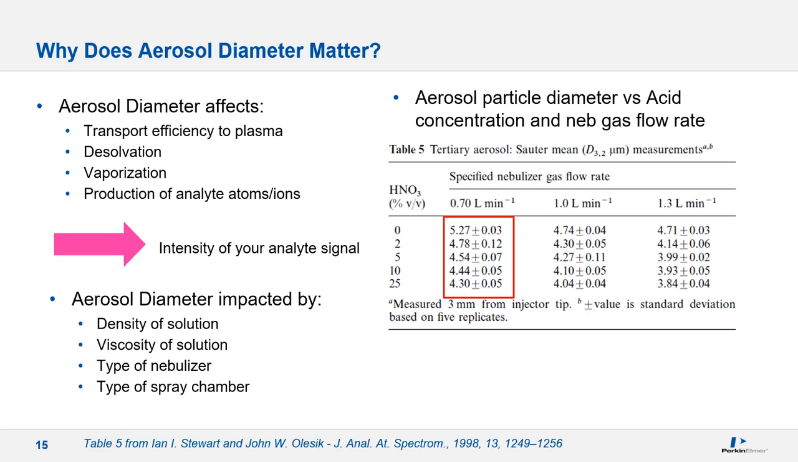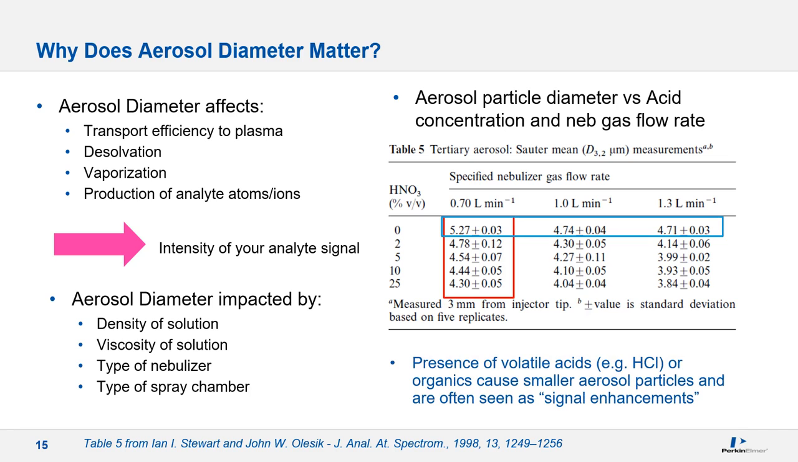And just changing the gas flow rate, or the nebulizer gas setting on your ICP, can also have some effect on the aerosol and your analytical signals. In addition, the presence of volatile compounds in your sample matrix, such as hydrochloric acid or ethanol or methanol, which tend to form smaller droplets in the nebulizer that are more easily atomized or ionized, can lead to signal enhancements. The analytical implication of this is seeing elevated results for these types of samples when compared to calibration curves prepared only in dilute nitric acid.